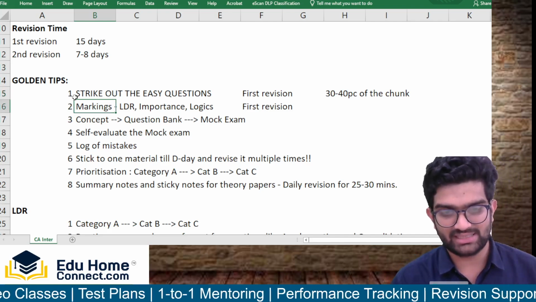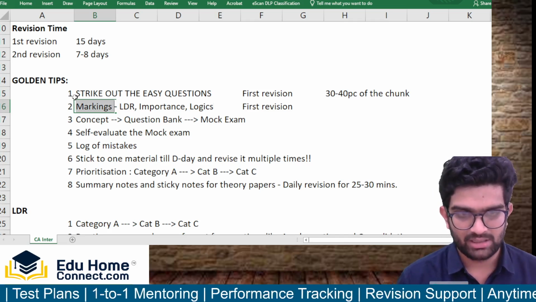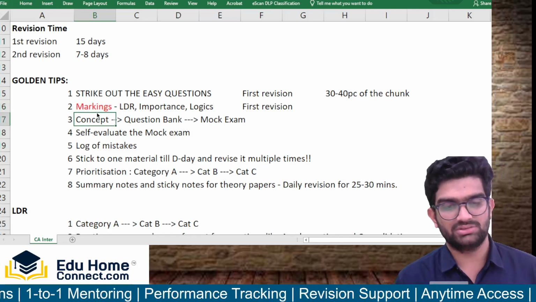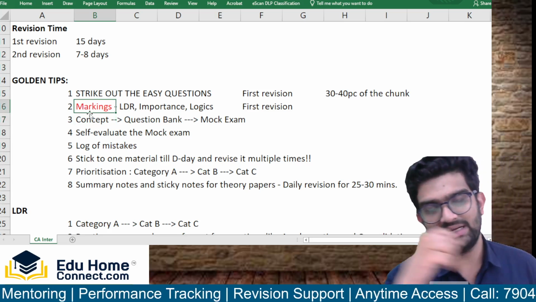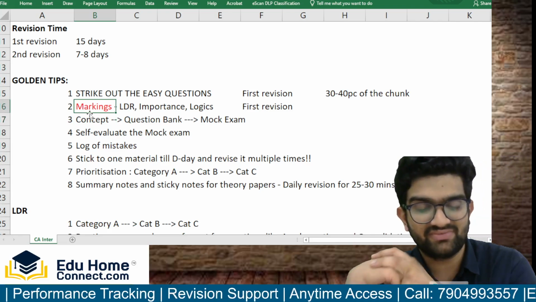Yes, and the next step is to make important markings, which could be done with the red pen. See, red stands out in color, right? So you would mark the LDR questions. LDR stands for last year revision. Then you would mark the relative importance of the questions.